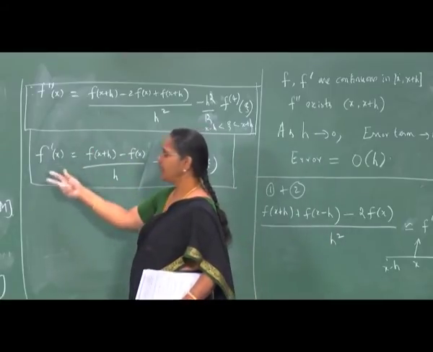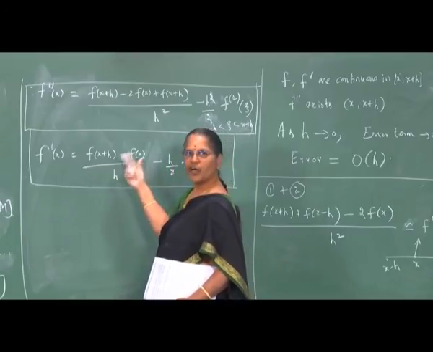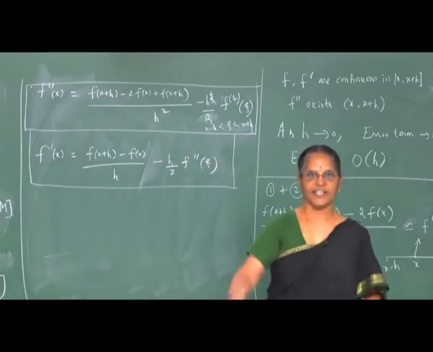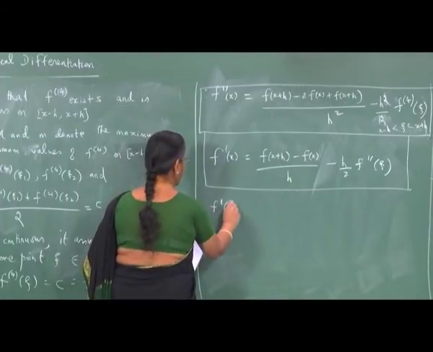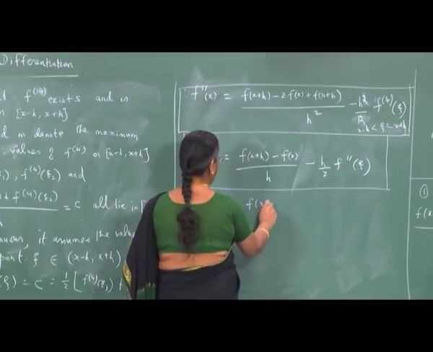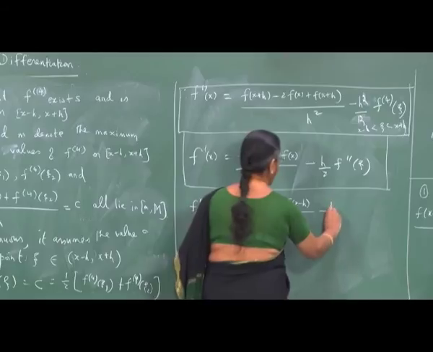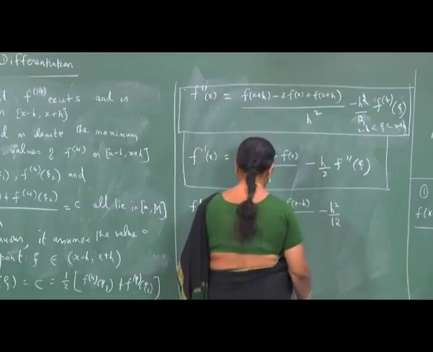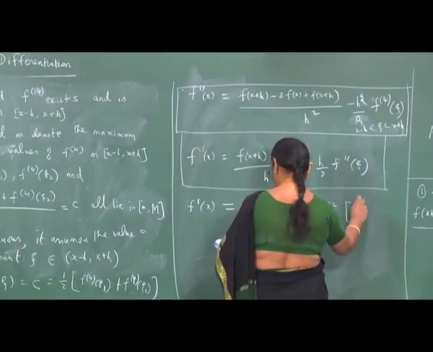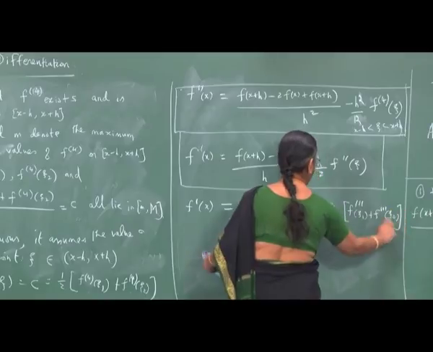And you can also obtain a numerical differentiation formula involving more number of points for estimating f prime x, and similarly for estimating f double prime x or higher order derivatives. F prime x can also be obtained using the estimation f at x plus h minus f at x minus h by 2h, and the error involved is minus h square by 12 into f triple prime at psi 1 plus f triple prime at psi 2.